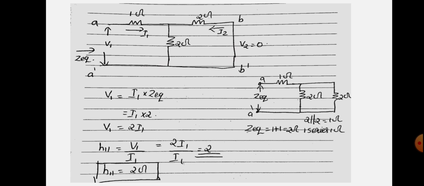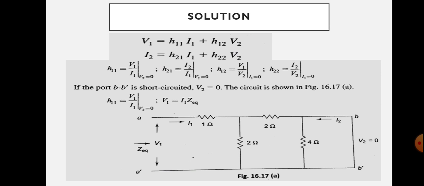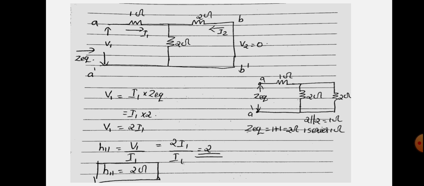So first of all, we are finding out what is the quantity. That is H11 equal to V1 by I1. That is our equation. Here we have to find out V1. What is V1? V1 is here. What is the value of V1? V1 is equal to, we know that voltage will be equal to current into total resistance, or Z equivalent. So Z equivalent is obtained by looking the circuit at this point. So we can find out Z equivalent.